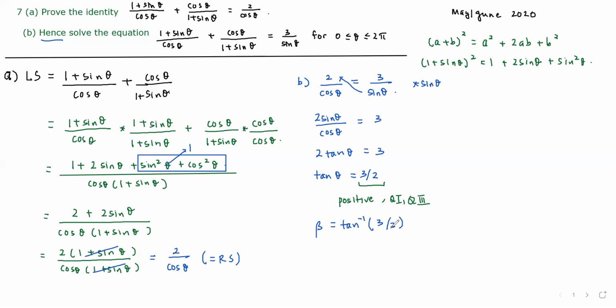That should give you a value of 0.983. In the first quadrant, theta is the same as beta, which is 0.983. A third quadrant angle is always pi plus the acute angle. So your solution should be 0.983 or 4.124.